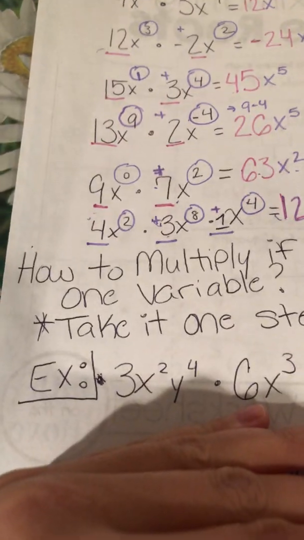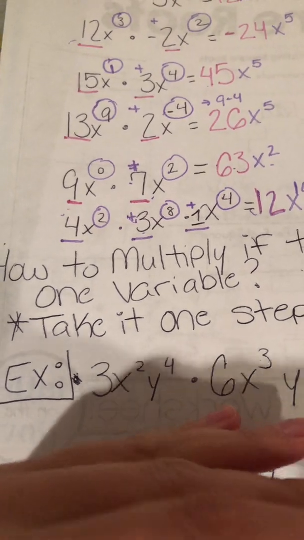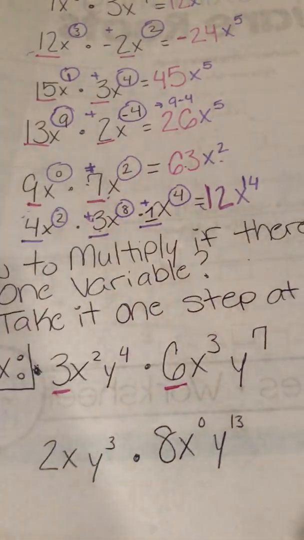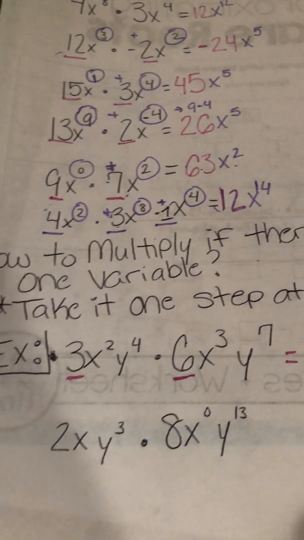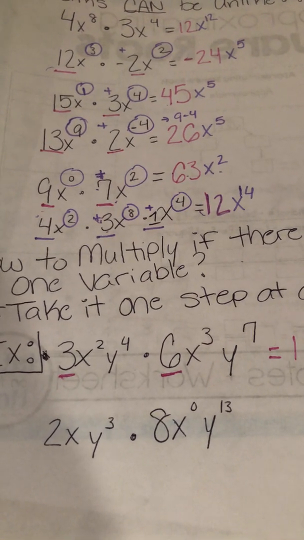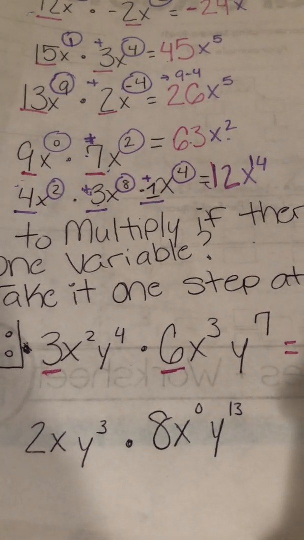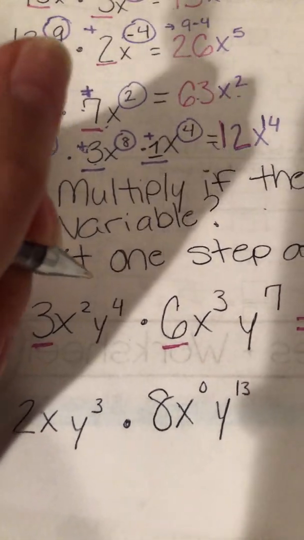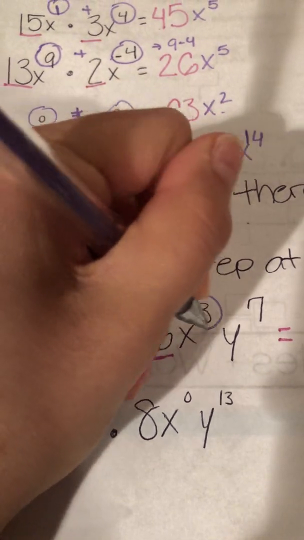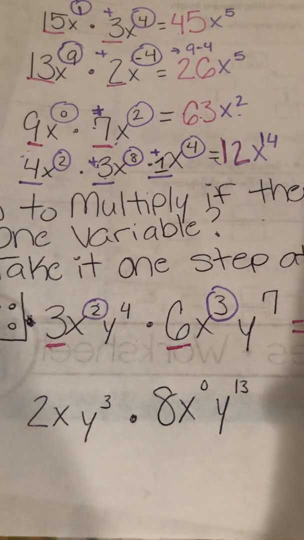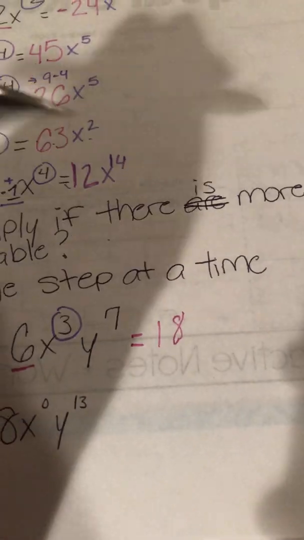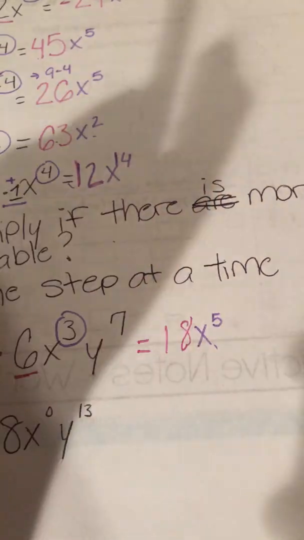Our first step is to multiply the coefficients. My coefficients would be 3 and 6. We all know what 3 times 6 is. It's 18. Because these are 2 separate variables, I treat them separately. So I look at the x's first, and I combine my x's only, because x's are different than y's. So I have x squared and x to the 3rd. Those are the 2 that I'm adding for the x's. 2 plus 3 is x to the 5th.